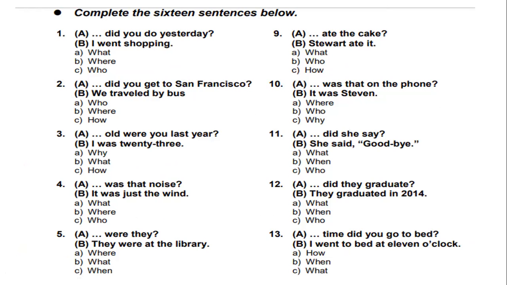For example, blank did you blank yesterday? So you have to choose between what, where, or who. Which WH word fits better in that question? And the answer is, I went shopping. So, what do you think is the right answer? ¿Cuál creen ustedes que es la respuesta correcta? Where. Where, right? Where did you go yesterday? Where did, no. Porque tenemos un do. No tenemos where. Okay. Letter A.